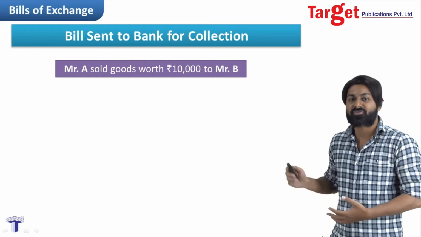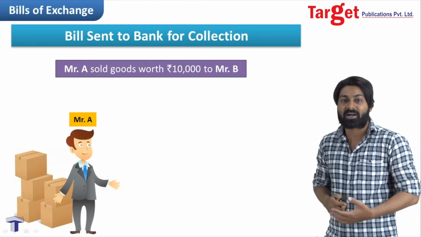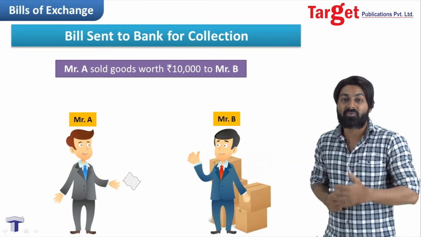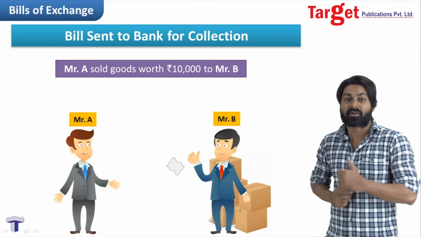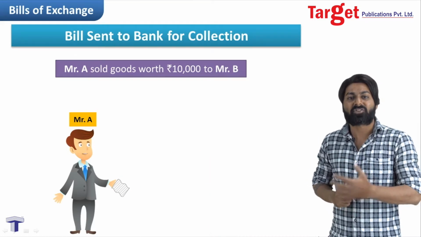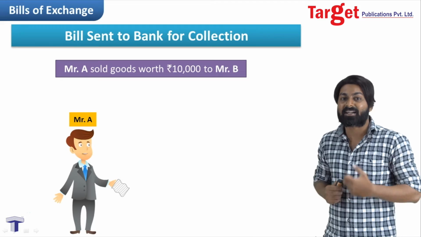Mr. A sold goods worth rupees 10,000 to Mr. B. Now Mr. A delivered the goods, but in return Mr. B accepted the bill which is drawn by Mr. A and returned it to Mr. A. Now Mr. A will have to wait for 3 months, right? And after that he can ask money from Mr. B.